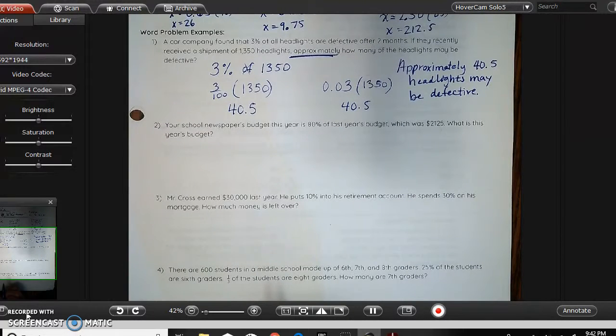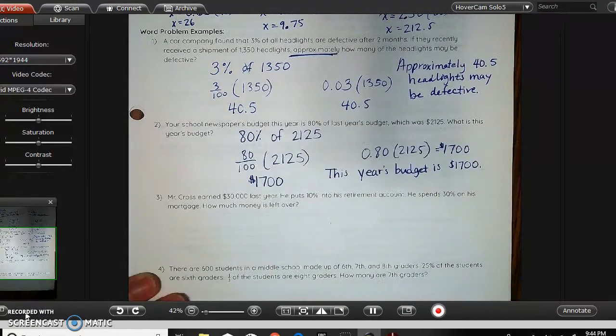I want you to pause it right now, and I want you to try out the next problem, setting it up and answering it, and then I want you to start it back up and see if you're right.